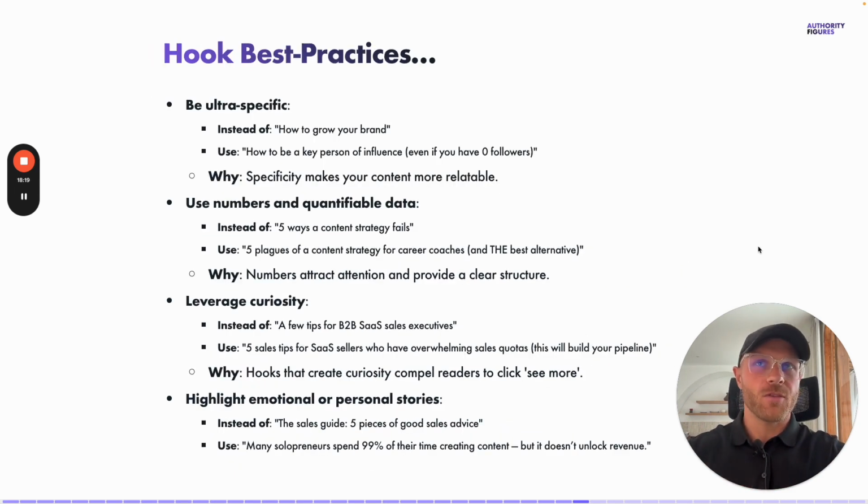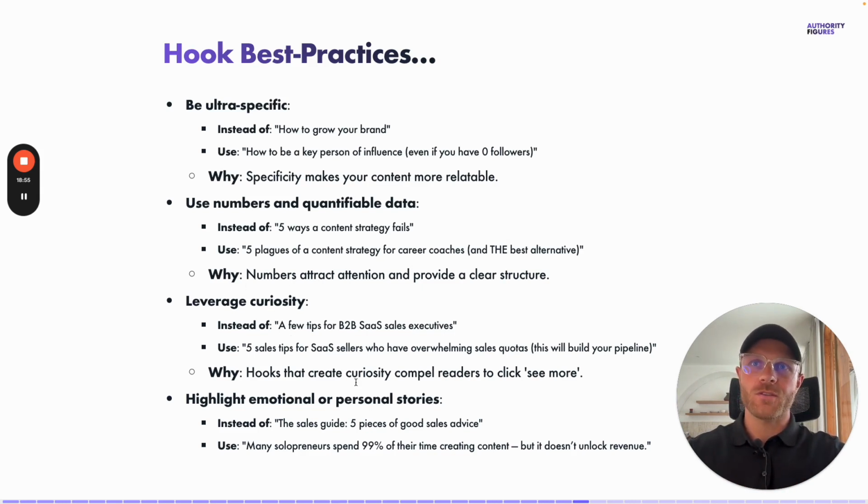Some of the hook best practices here is that you want to be specific. So instead of saying, hey, how to grow your brand, you can say something like, hey, how to be a key person of influence, even if you have 0 followers, right? You want to have specificity because that makes your content more relatable. You will always want to make sure you use numbers and quantifiable data. So instead of 5 ways a content strategy fails, you can be more specific: 5 plagues of a content strategy for career coaches and the best alternative. So for career coaches, this is a very intriguing hook.